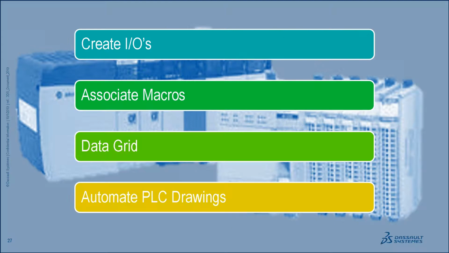So as we talk about PLC automation, we're going to look at four things in this case that all go in conjunction with that. We're going to look at the opportunities that we have to create and manage our IOs. We're going to look at associating macros, working with the feature within the tool called a data grid, and then ultimately automating these PLC drawings.